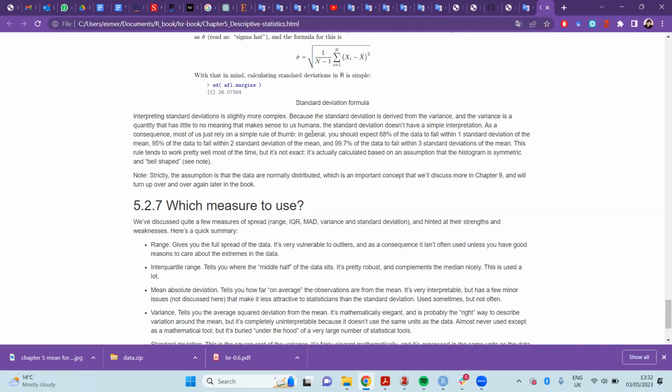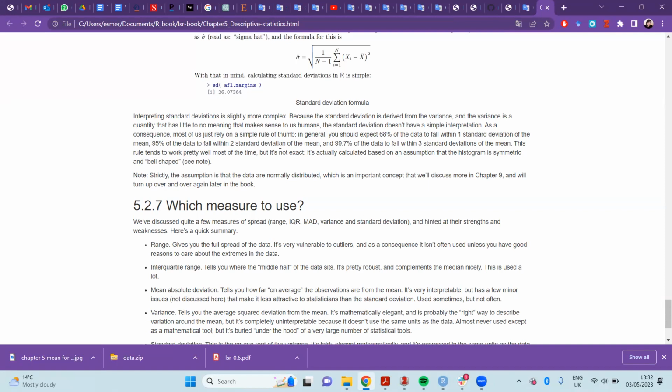In general, we can expect that 68% of the data fall within one standard deviation of the mean, while 95% of the data we can expect to fall within two standard deviations of the mean. Almost all the data, 99.7%, fall within three standard deviations of the mean.